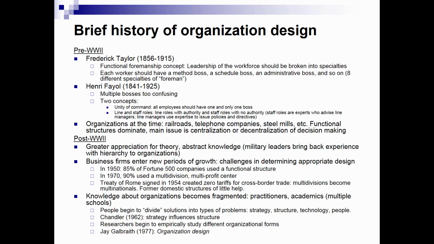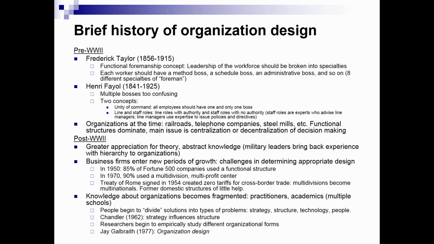Unity of command, so he has a rule that all employees should have one and only one boss. He also divides up what he calls line and staff roles. Line roles have authority. Staff roles basically have no authority. Staff roles are the experts who do the work, and basically line managers are the ones who tell them what to do.